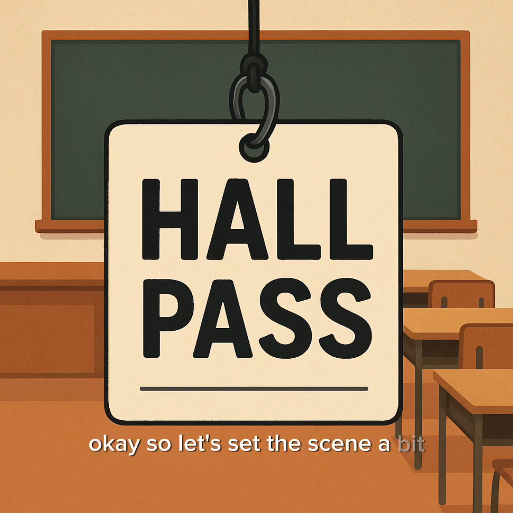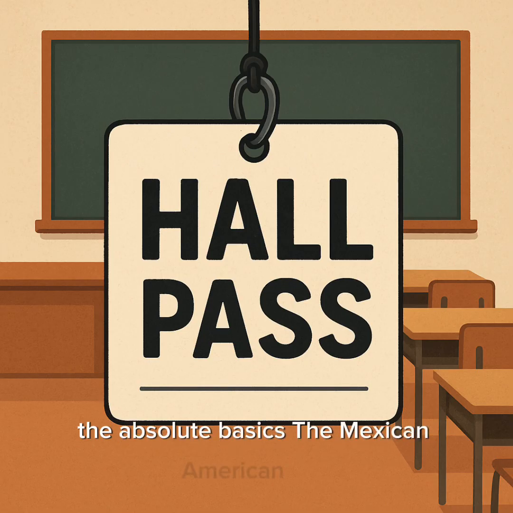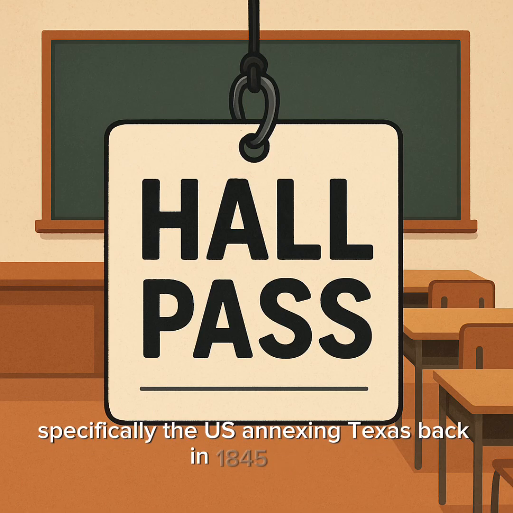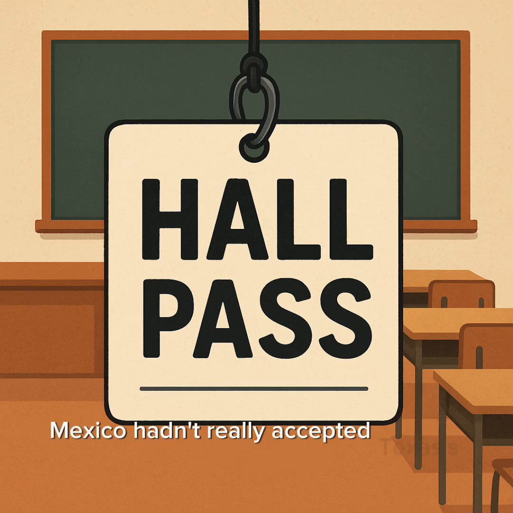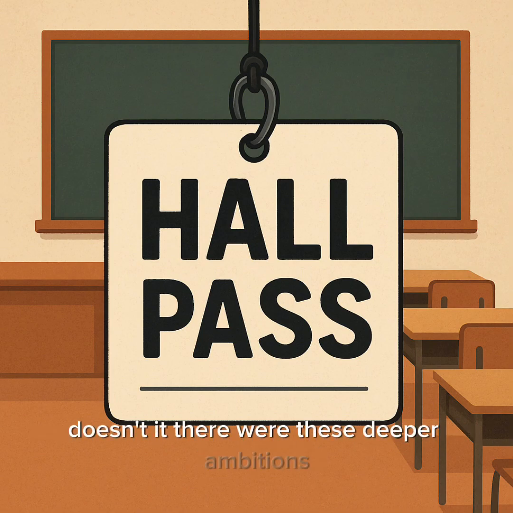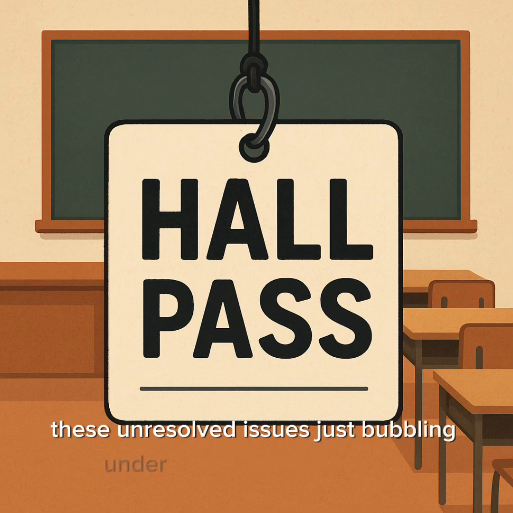Okay, so let's set the scene a bit. The absolute basics. The Mexican-American War was fought between the United States and Mexico. It started April 25th, 1846, and went to February 2nd, 1848. Right. Relatively short as major wars go, but with massive consequences. And the main spark, as your notes show really clearly, was territory, specifically the U.S. annexing Texas back in 1845. Right. Mexico hadn't really accepted Texas's independence from years before, so they definitely still considered Texas part of Mexico. Annexation was problematic. And it feels like it was more than just a little border fight, doesn't it? There were these deeper ambitions, these unresolved issues just bubbling under the surface for a while.